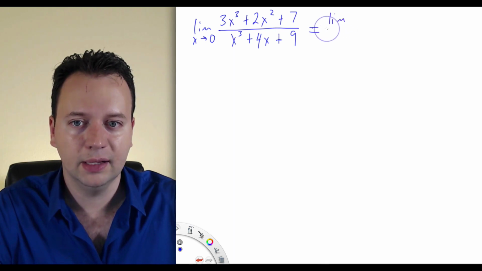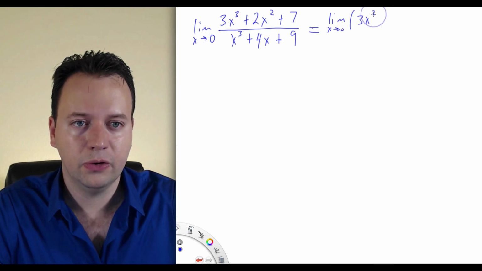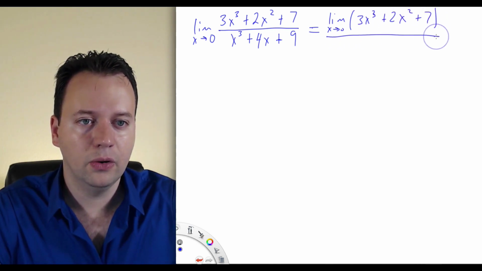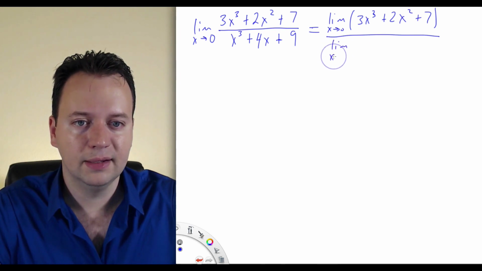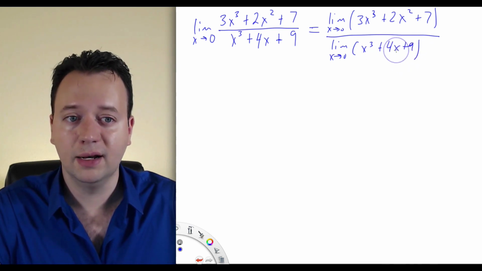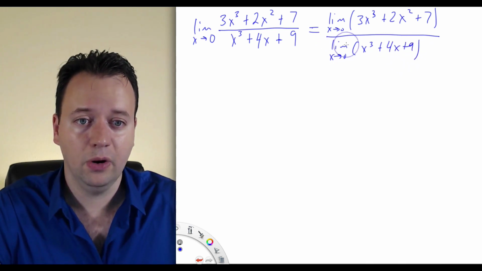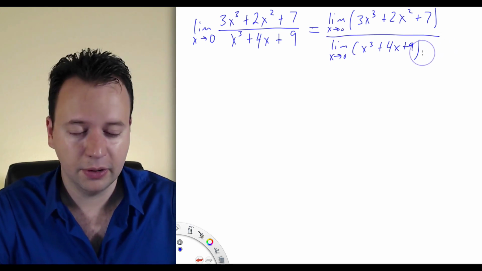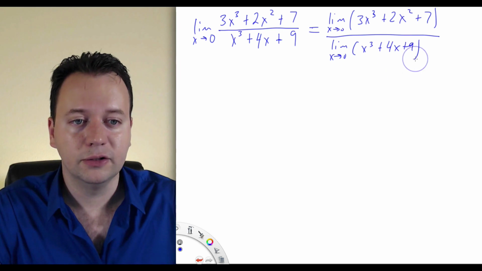So this is equal to the limit as x goes to 0 of 3x cubed plus 2x squared plus 7, and then over the limit as x goes to 0 of x cubed plus 4x plus 9. That's using limit law number 4, and you would justify this by saying, well, the limit of the denominator doesn't go to 0, which we still haven't shown yet, but it doesn't. It just goes to 9.